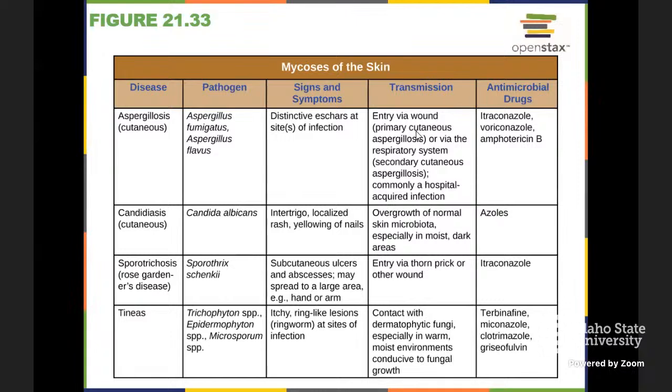So it could be, as I mentioned, primary as a result of a direct inoculation or a dissemination as a result of the pulmonary infection. And we'll talk about details with it as we move into the next chapter.